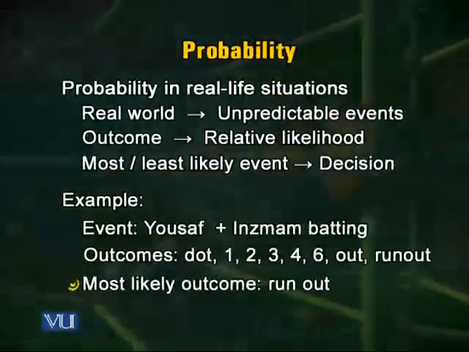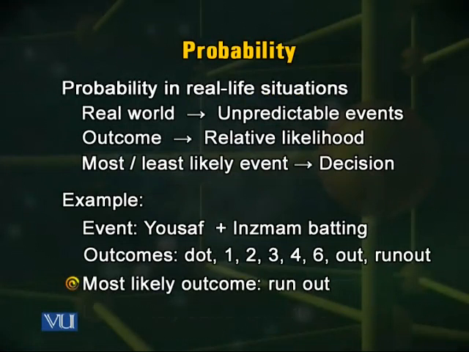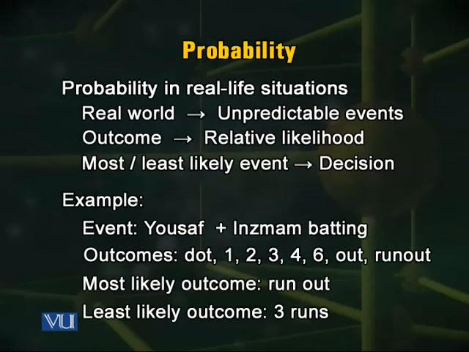So what will happen after the next ball? It's an unpredictable event, and we can make an assumption on the outcomes by ranking them in the order of most likely to least likely, and then make a decision based on our preference of most likely event or least likely event. So based on our perception of these two great batsmen, we can say that the most likely event after the next ball will be that one of them will get run out. And what will be the least likely event? It will be that Yusuf will hit the ball, it will not go outside the boundary, and Yusuf and Inzamam will run between the wickets and make three runs.